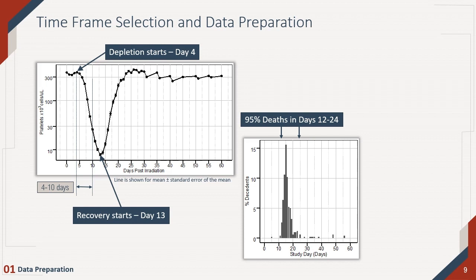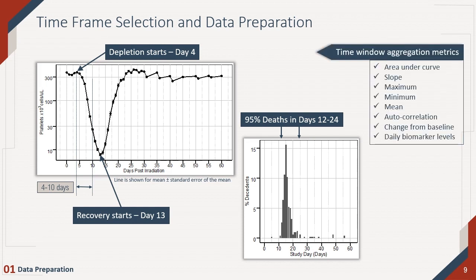Now that the time frame was selected, to aggregate this data for modeling, I used different metrics listed here such as area under curve, slope, maximum, minimum, and so on. The aggregation resulted in the final data set consisting of 500 animals with 136 predictors. After splitting this dataset into training and testing and fitting different models, I moved to model qualification.